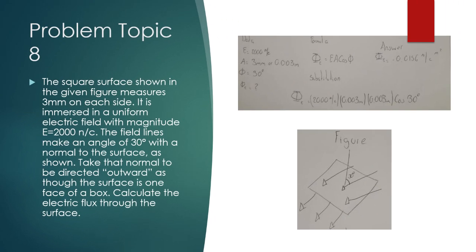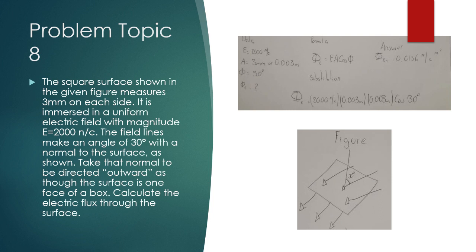The square surface shown in the given figure measures 3 mm on each side. It is immersed in a uniform electric field with magnitude E equals 2000 N/C. The field lines make an angle of 30 degrees with a normal to the surface, as shown. Take that normal to be directed outward, as though the surface is one face of a box. Calculate the electric flux through the surface.